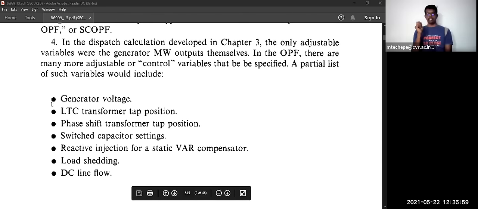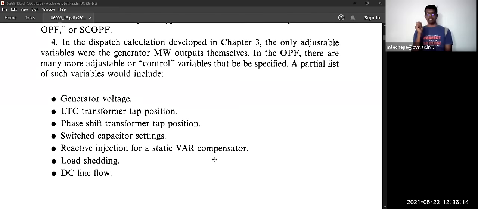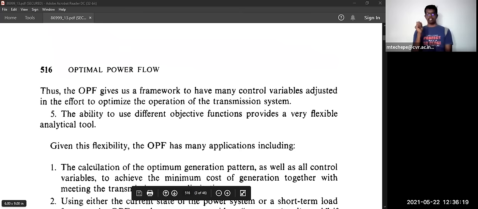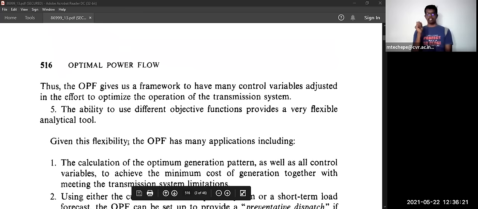I repeat once again: generator voltage limits, that is control variables. Then LTC transformer tap position, then phase shift transformer tap position, then switched capacitor settings, reactive injection for static var compensator, then load shedding, then DC line flow. Thus, OPF gives the framework for many control variables to be adjusted in the effort to optimize the operation of the transmission system.